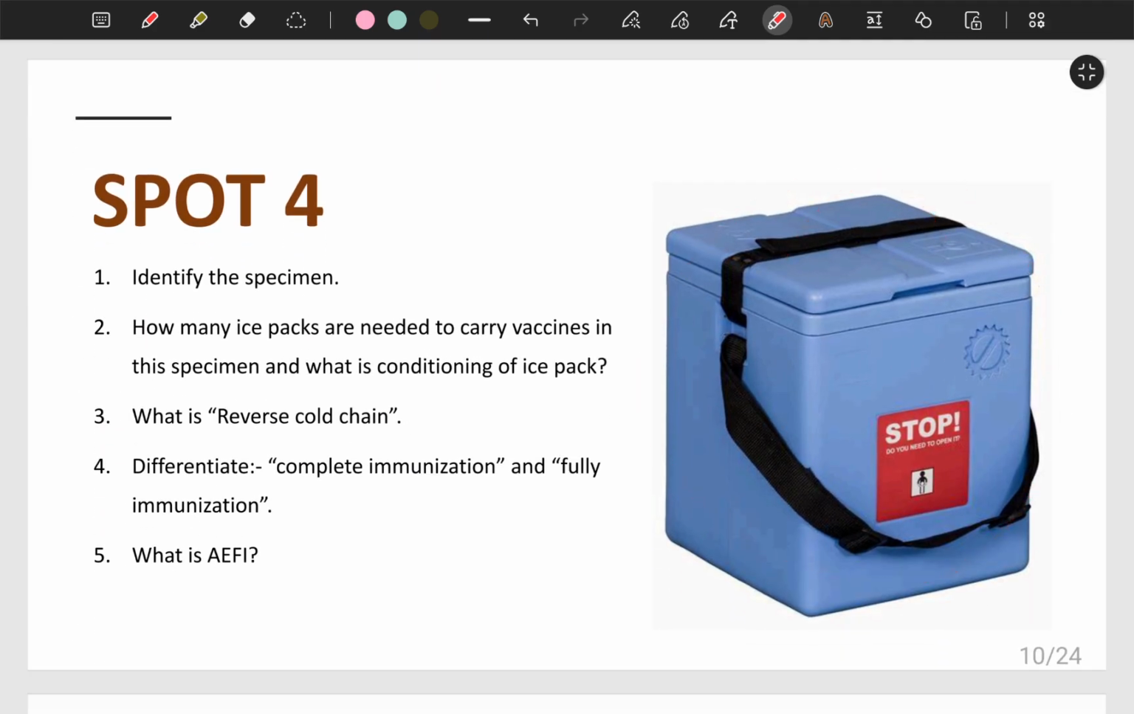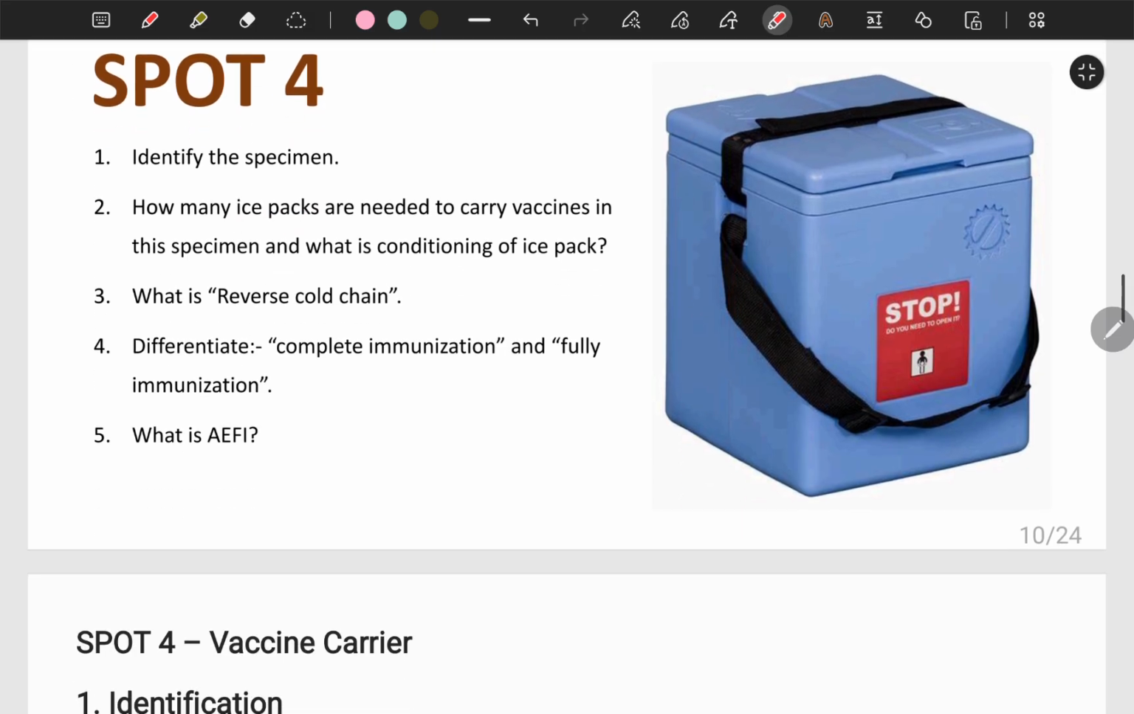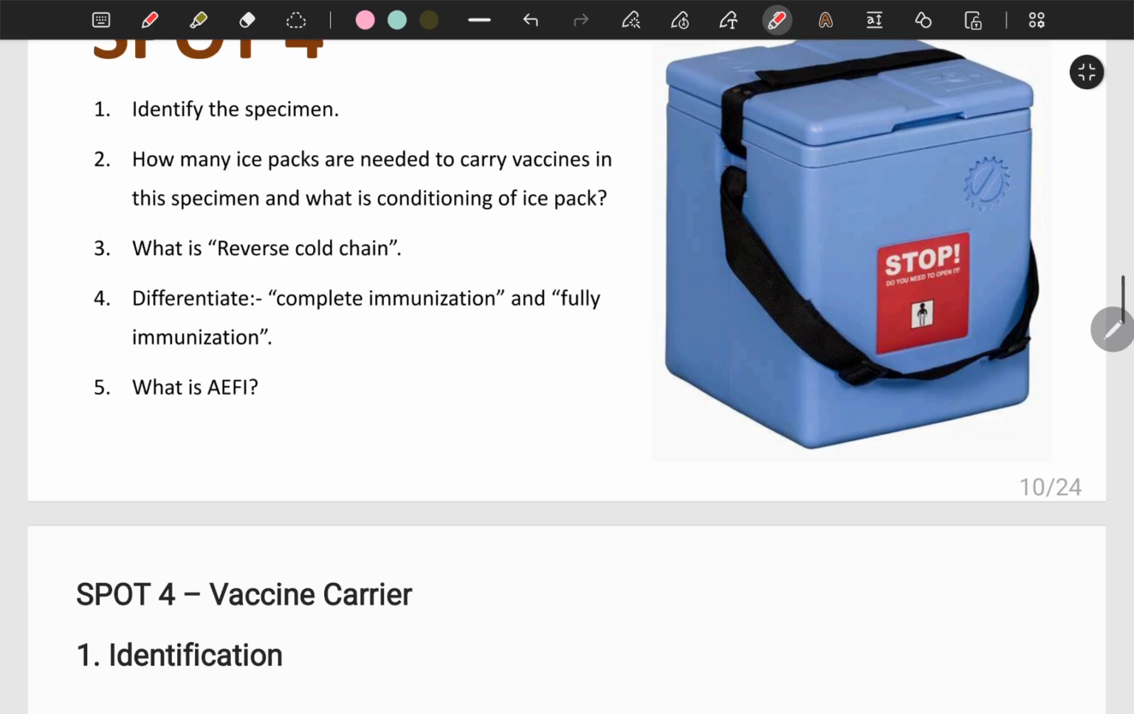This is the identify the specimen. We know this is the vaccine carrier. How many ice packs are needed to carry vaccines in the specimen? What is conditioning of ice packs? So ice packs, there are 1, 2, 3 and 4 on the 4 walls. And conditioning, we'll see the definition. What is reverse cold chain? Differentiate between complete and fully immunized, and what is AEFI.